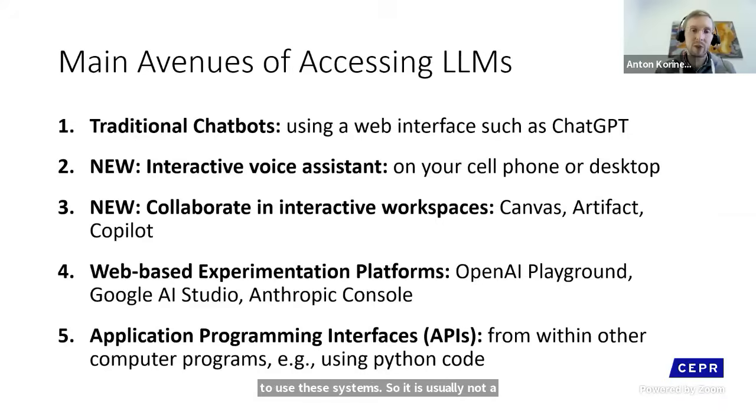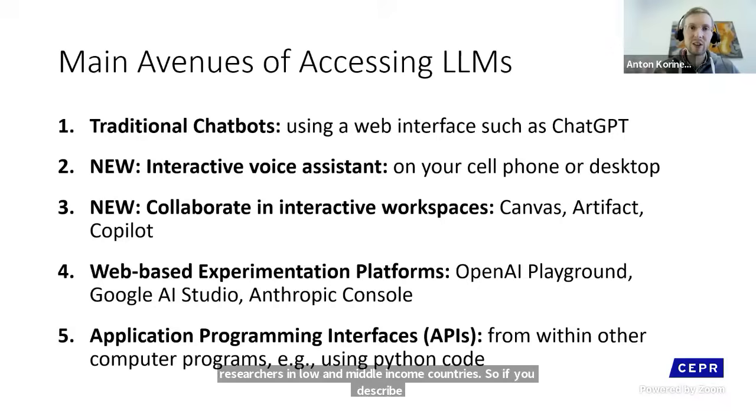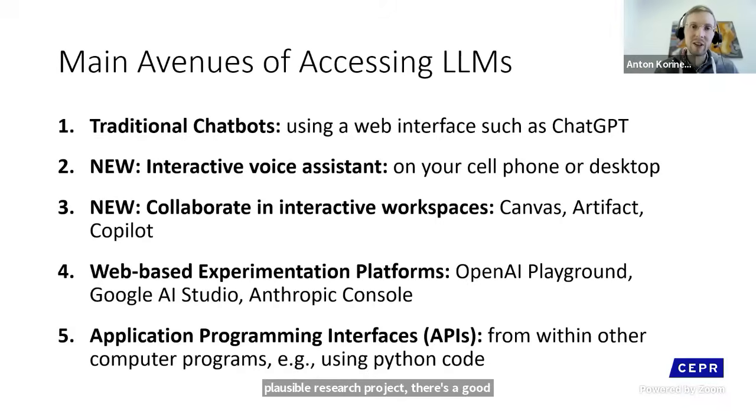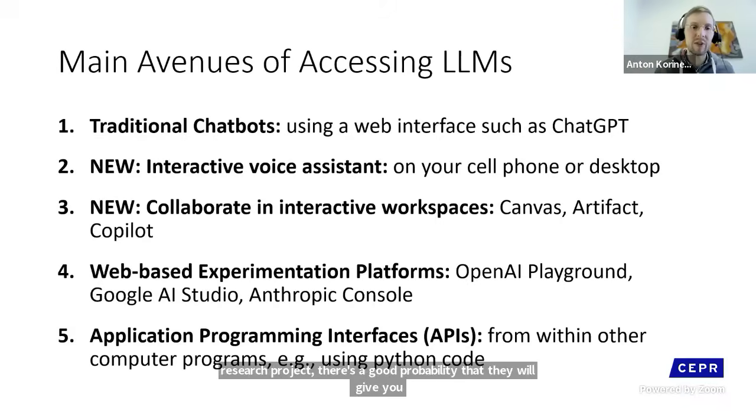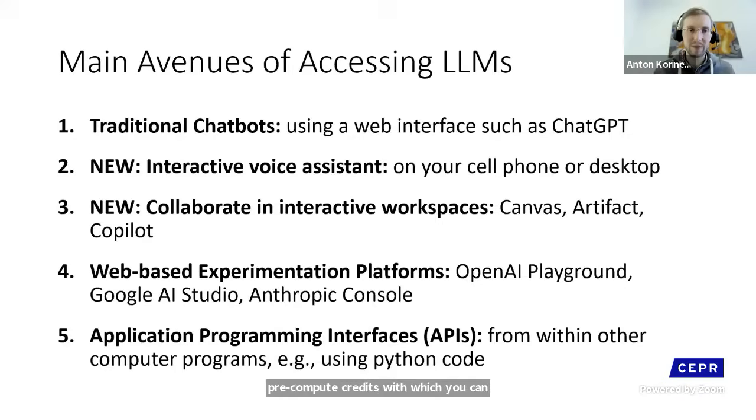If you have a project that requires a more significant expenditure of compute credit, then you can actually apply for a grant from OpenAI. And they are fairly liberal in giving funds to researchers in low and middle income countries. So if you describe a plausible research project, there's a good probability that they will give you free compute credits with which you can process your data.